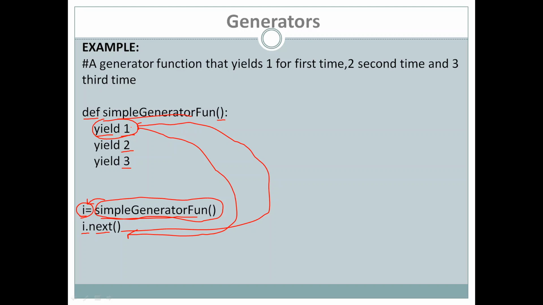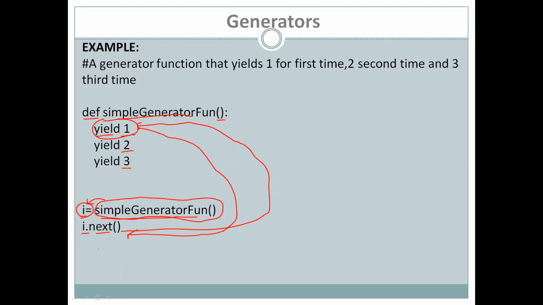Like in the case of a regular function, whenever the value is returned, the state of the function is automatically cleared, or all the variables which have been defined in the function are cleared. But in a generator function, those variable states are maintained. Okay, so the first time when you call i.next, it will simply call the first statement, that is, the statement itself is yield, that is why it will return the value 1.